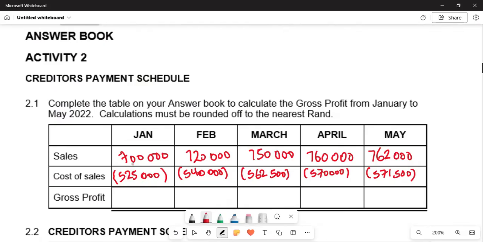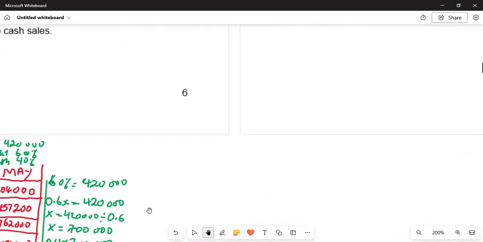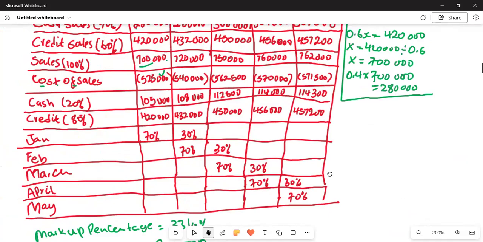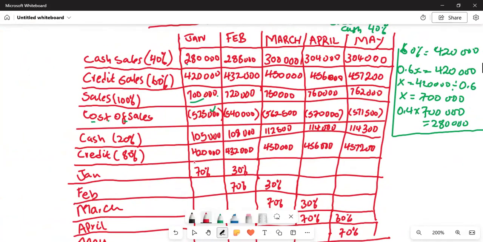You know, for us to get profit, we're going to say sales minus cost of sales. So those amounts, these sales amounts and cost of sales amounts, are here in our calculations. Here are those amounts. These are our total sales amounts, and these are our cost of sales that we calculated. So we are going to say sales minus cost of sales. Then we are going to get the profit.